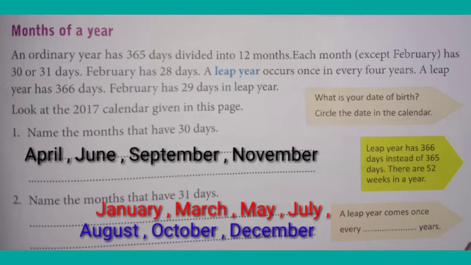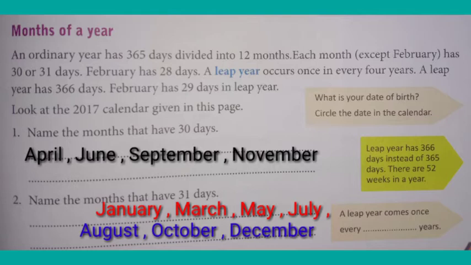February has 28 days. A leap year occurs once in every 4 years. A leap year has 366 days. February has 29 days in a leap year. Look at the 2017 calendar given in this page.